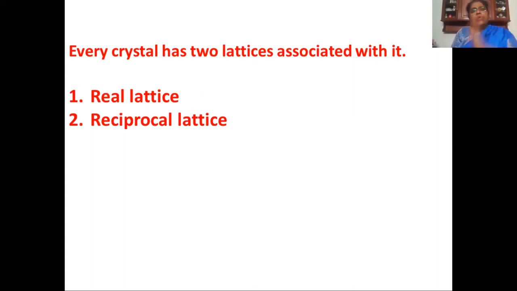Now I am moving on to the next important concept in solid state physics, and that is the lattices. So lattices are from the crystal structure. So we know every crystal has two lattices associated with it. One is the real lattice, another one is the reciprocal lattice. We need to have clarity on what real lattices and what reciprocal lattices are.